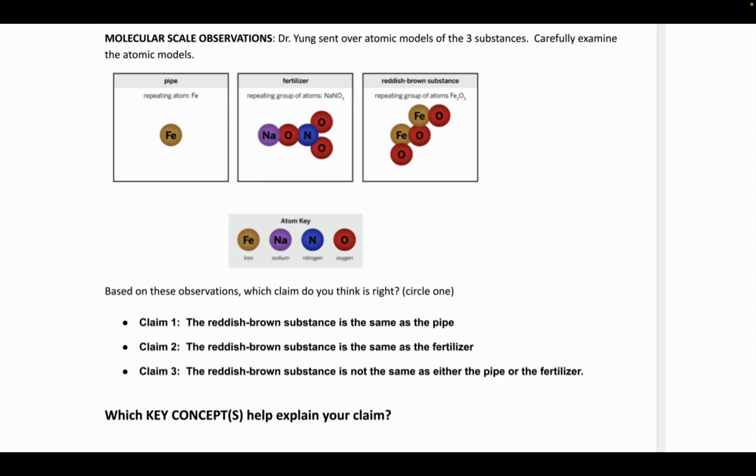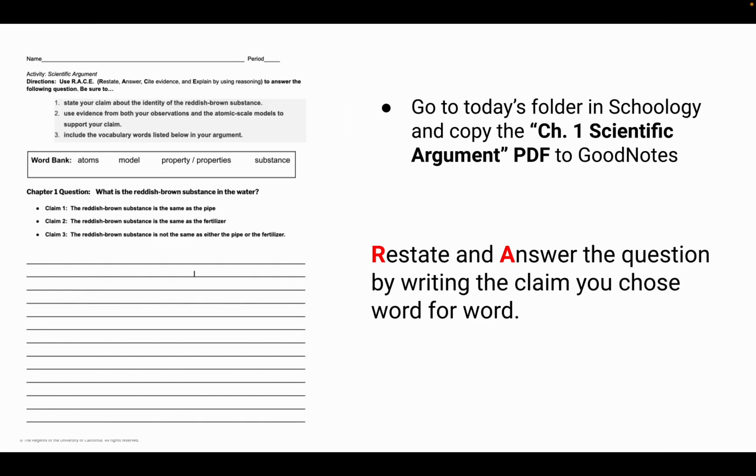And so now, based on the molecular scale observations, I want you to pick a claim and choose the key concepts, and there's more than one that can help you explain your claim. And then you are going to go ahead and write out your scientific argument. Restate and answer the question by writing the claim that you choose word for word. Okay? And then you're going to use evidence to support your claim. The evidence, it says up there in the directions for number 2, use evidence from both your observations and the atomic scale models.